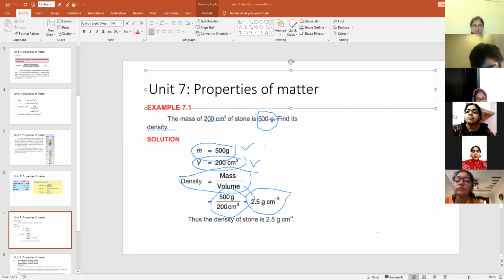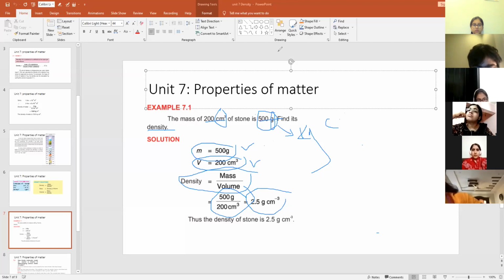Now look over here. The volume is given in centimeter cube, and the mass is given in gram. So there is no need to convert mass into kg and centimeter cube into meter cube, because sometimes we also use the unit system centimeter gram second, right? If they have asked you to calculate the density in kg per meter cube, then you have to change the unit.